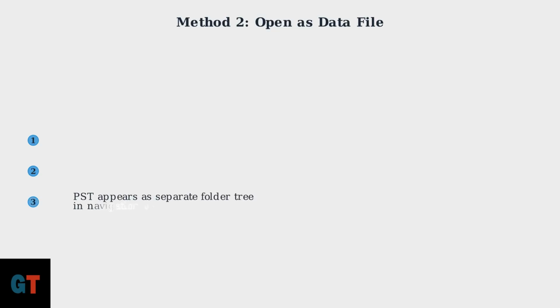Step 3, the PST file will now appear as a separate folder tree in your left navigation pane. Its content remains separate from your main mailbox, allowing you to access archived emails without mixing them with current messages.